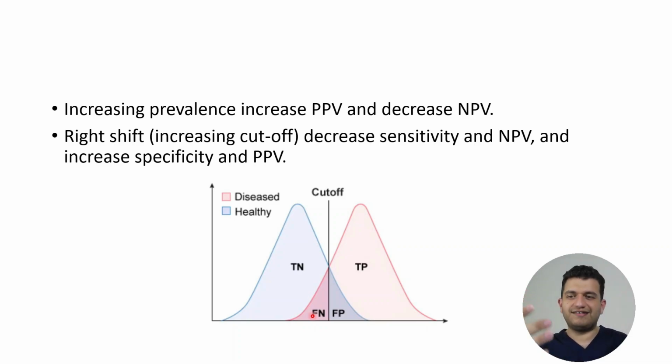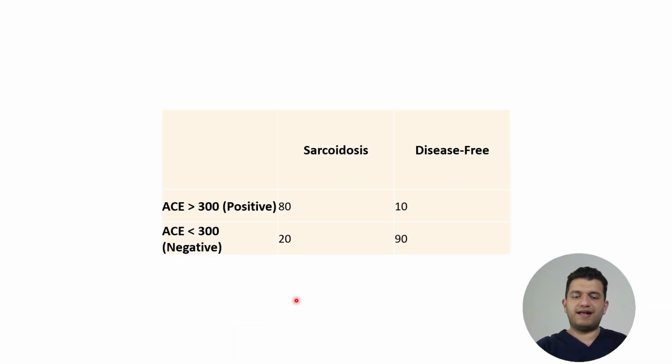How will this impact equations? Basically, I hope that I made it clear. When you reduce the cutoff, the positives are increased, true and false, and the negatives are reduced, true and false. How will this impact the equations?